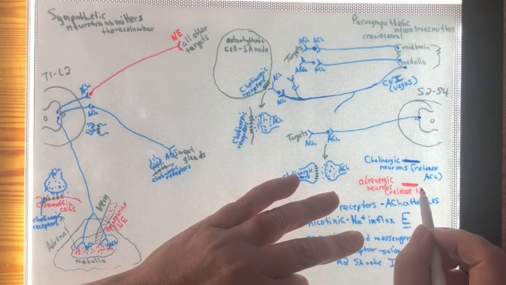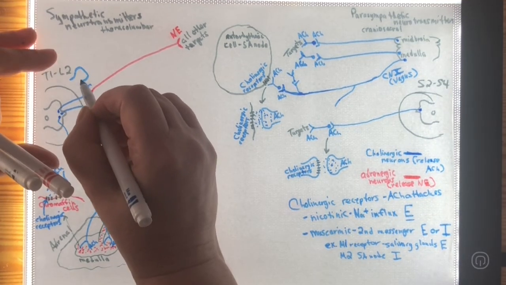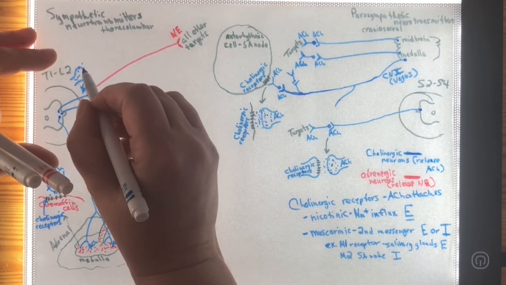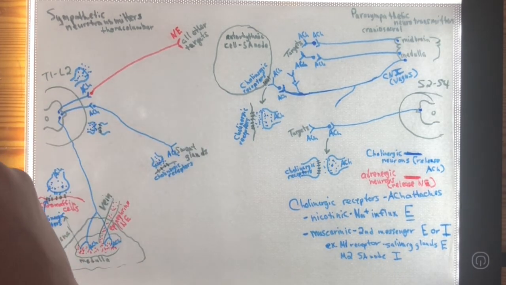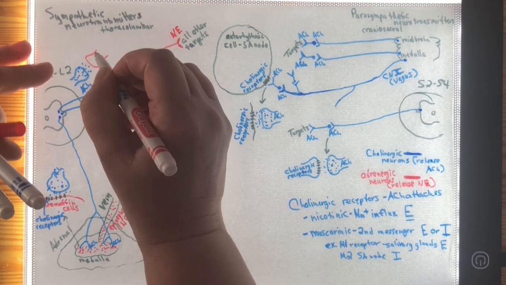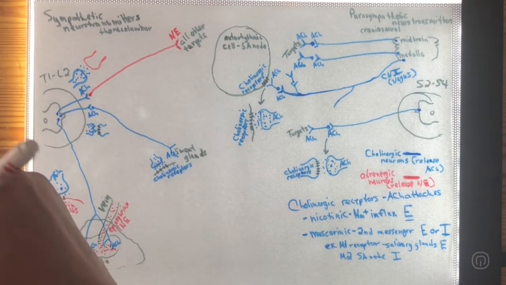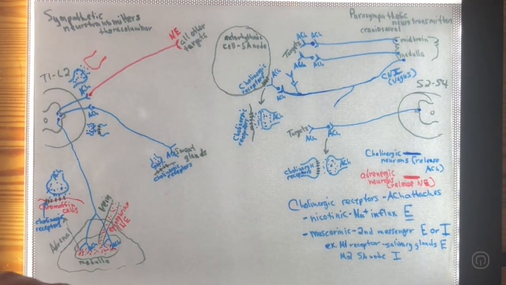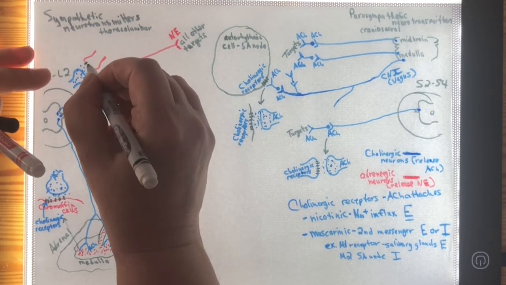The preganglionic neuron releases acetylcholine at the synapse. The adrenergic neuron releases norepinephrine at the synapse. As we said, norepinephrine is quite similar to epinephrine. It has a similar molecular structure and it has similar effects on target organs. So let's go ahead and show this first synapse here.